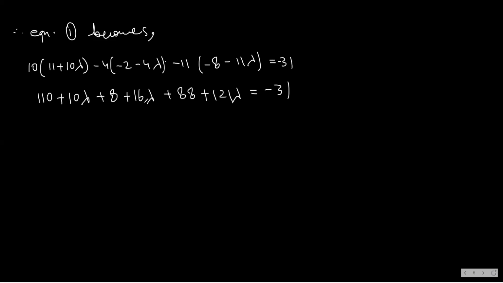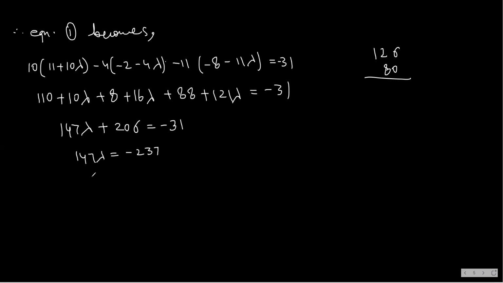So the lambda terms: 100 plus 16 plus 121 is 237 lambda, and the constants: 110 plus 8 is 118, 118 plus 88 is 206. So 206 plus the lambda term equals minus 31, and so you get lambda is equal to minus 237 upon 147.